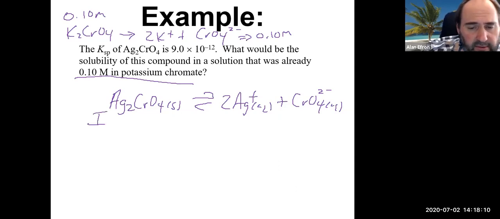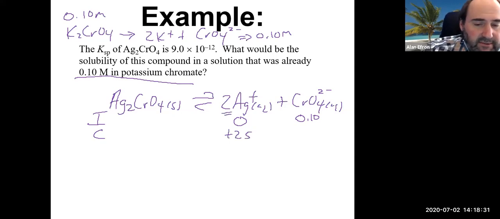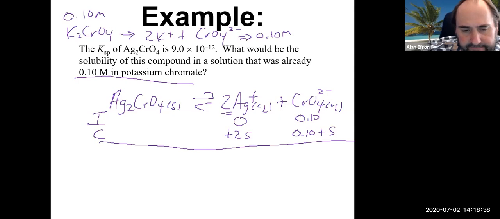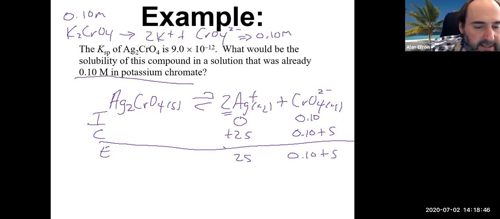So initially, we have nothing going on here. But because this is a common ion, we want to make sure we put the correct number here, which in this case is the 0.1 being supplied by the potassium chromate. The change is going to be plus 2s. Again, we want to make sure we get the 2s there. This is going to be 0.1 plus s, and that means at equilibrium, we have 2s and 0.1 plus s. Any questions on that table?